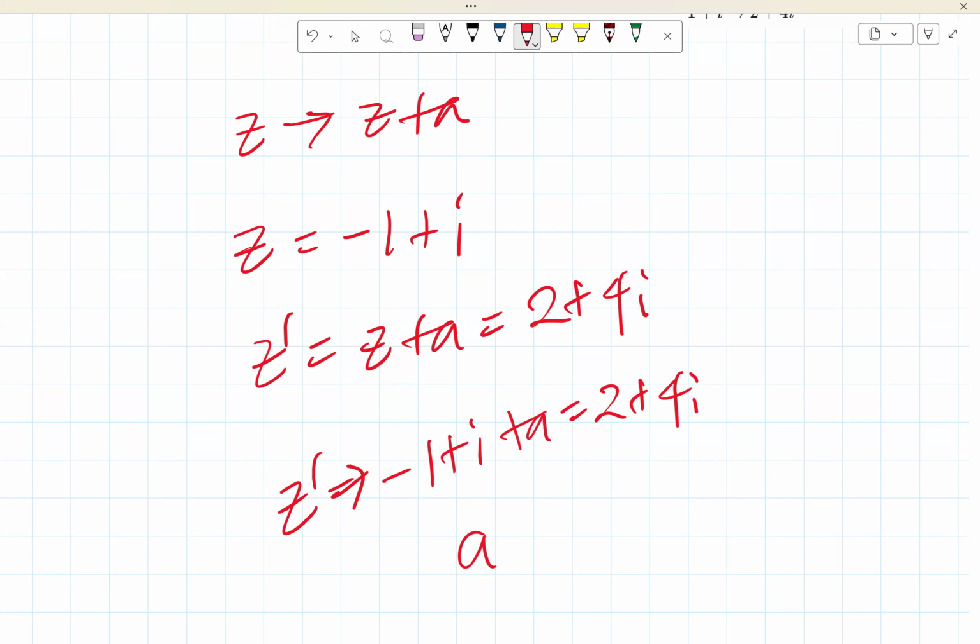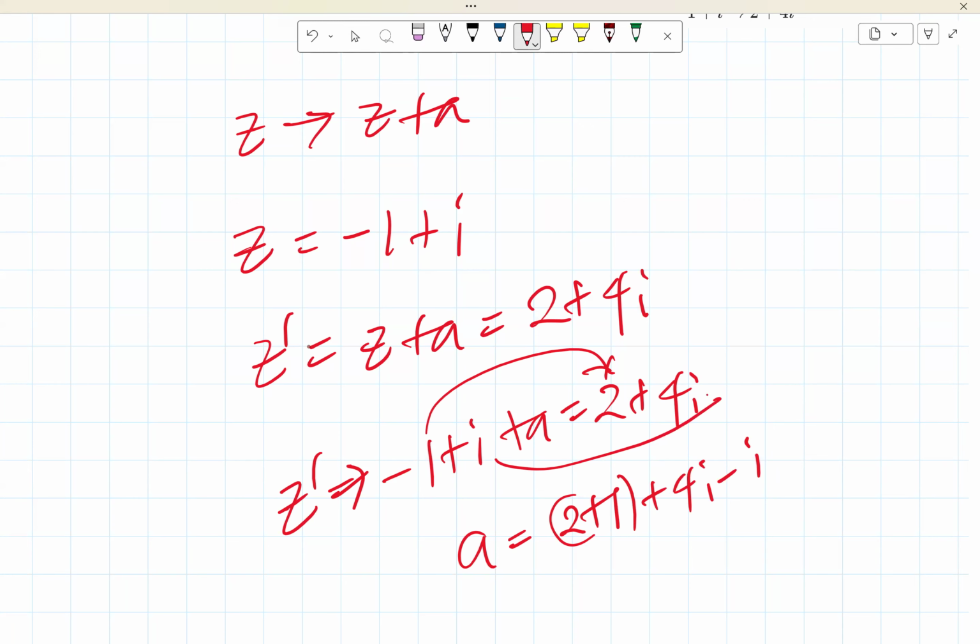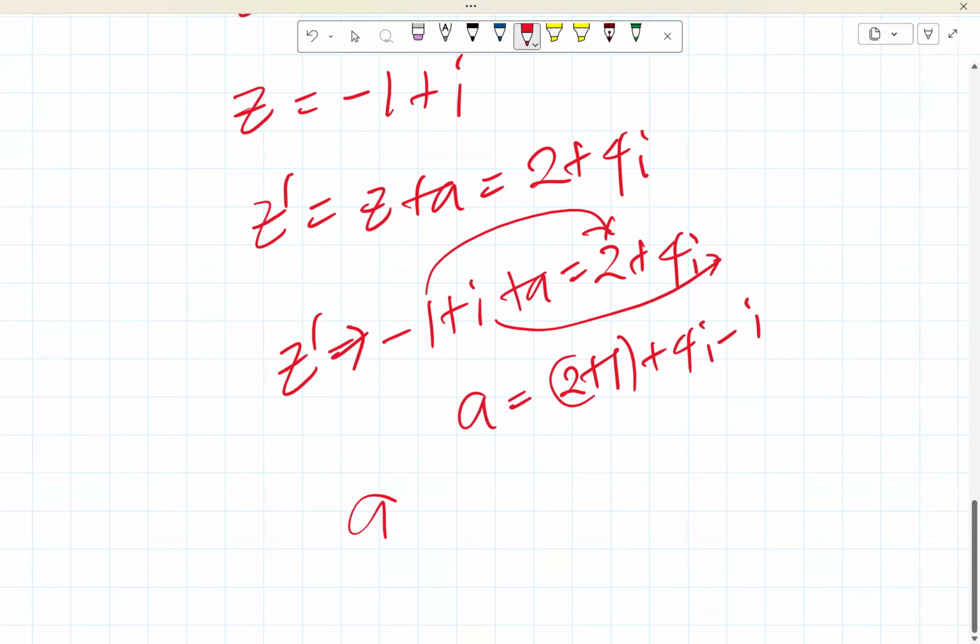So A here now will have to be 2 plus 1. If you transfer this one here, that's 2 plus 1, then plus 4i minus i. That is this i coming here. So that A now is 3 plus 3i.